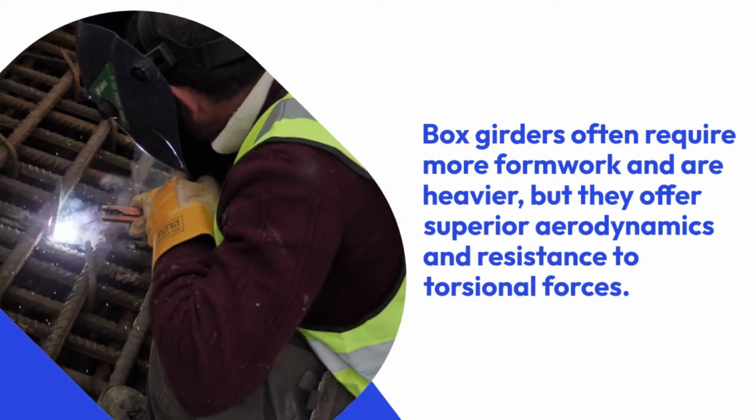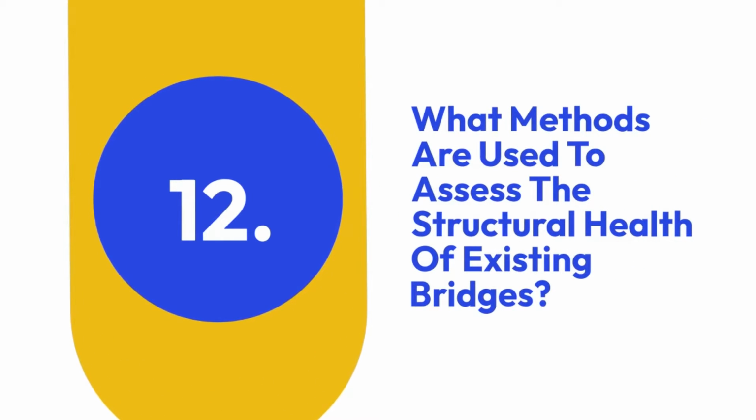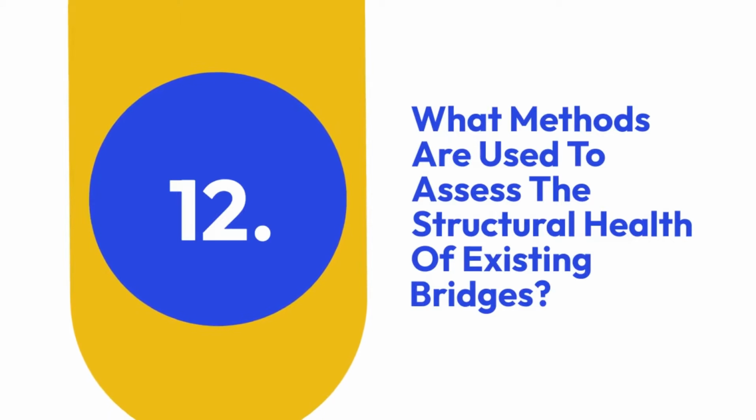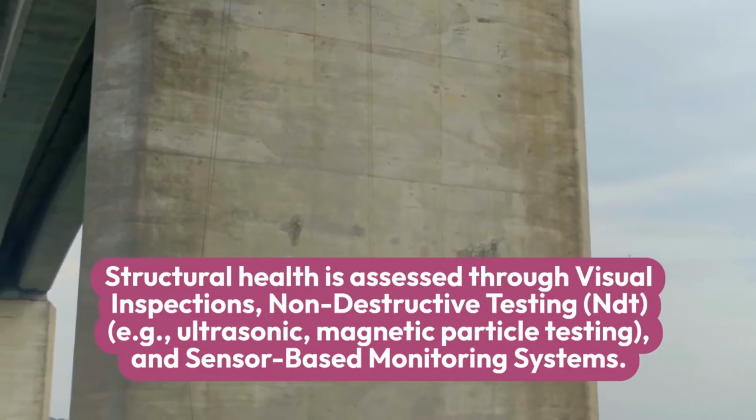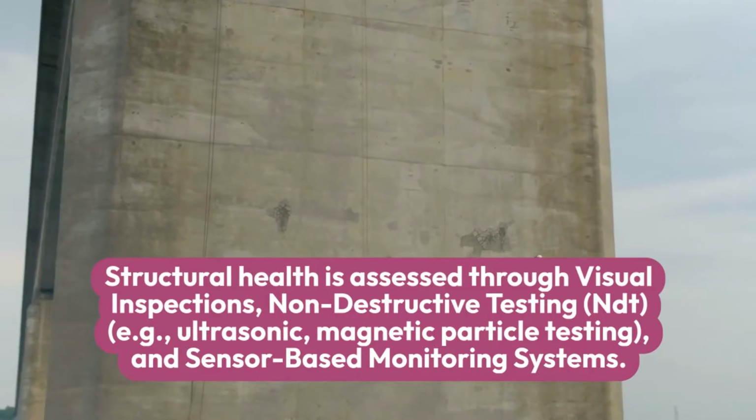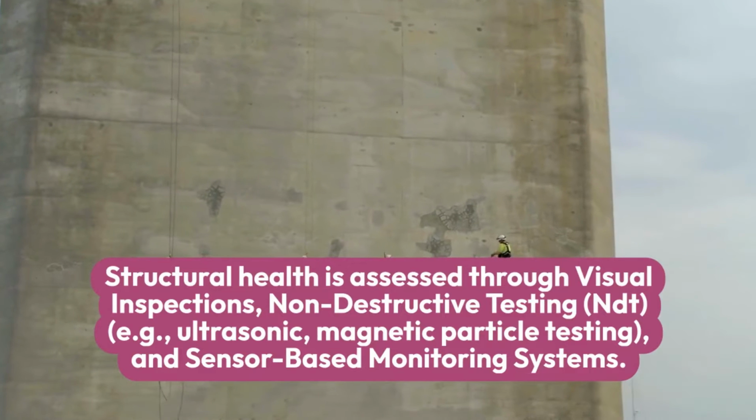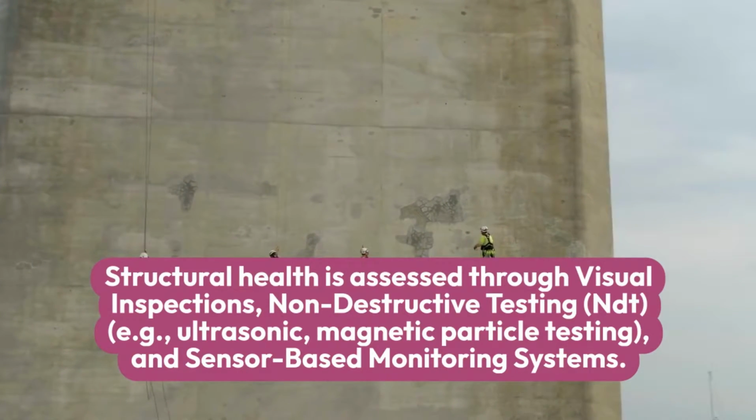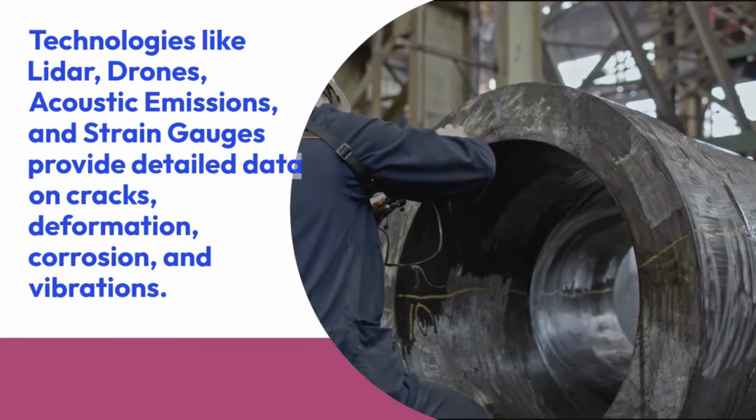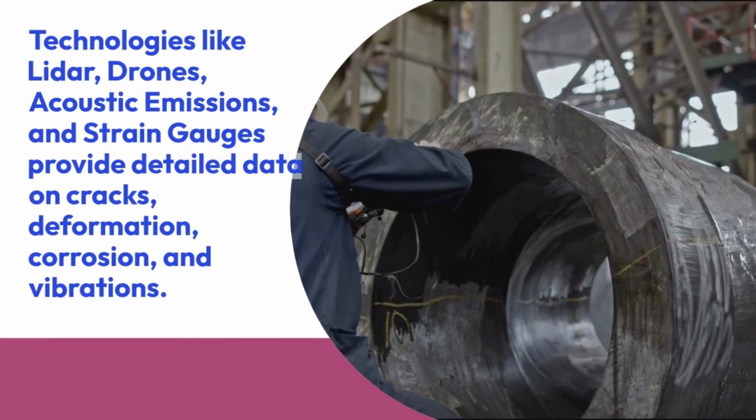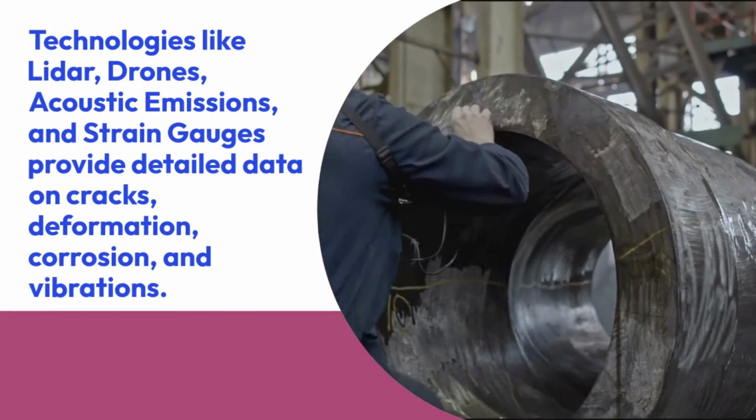to torsional forces. 12. What methods are used to assess the structural health of existing bridges? Structural health is assessed through visual inspections, non-destructive testing, NDT, e.g., ultrasonic, magnetic particle testing, and sensor-based monitoring systems. Technologies like LiDAR, drones, acoustic emissions, and strain gauges provide detailed data on cracks, deformation, corrosion, and vibrations.